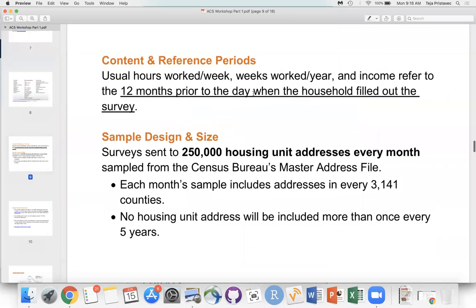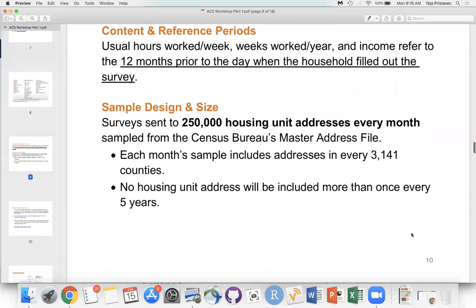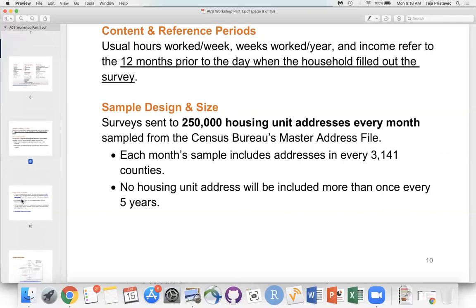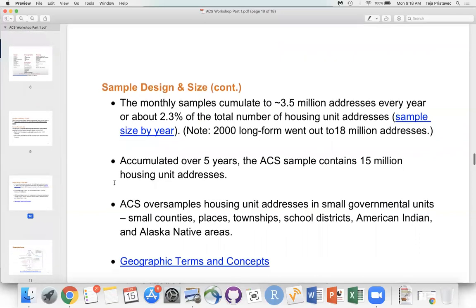Here's the note. For each variable that you're looking at, you'll see what time period they're referring to. We already talked about the sample size. They sent out a survey to those 250,000 housing units that they sampled from the master address file. This covers all the counties in the US, and there's a rule that they cycle through every 5 years, and that's how you get a nationally representative picture of the US.